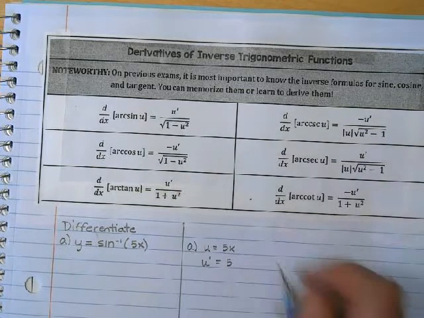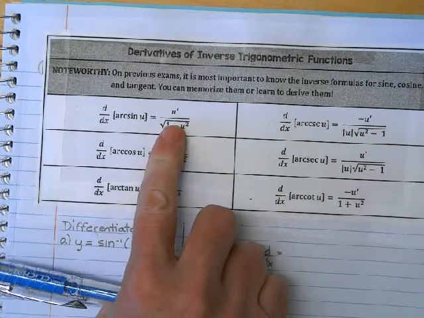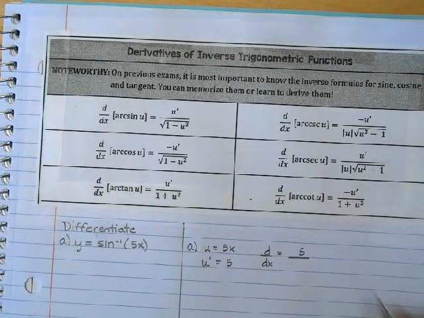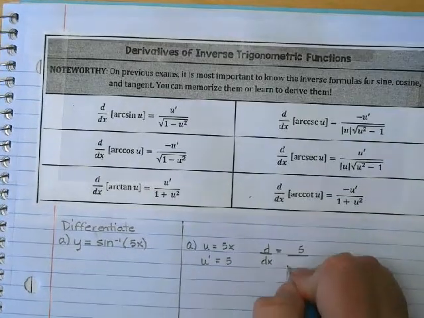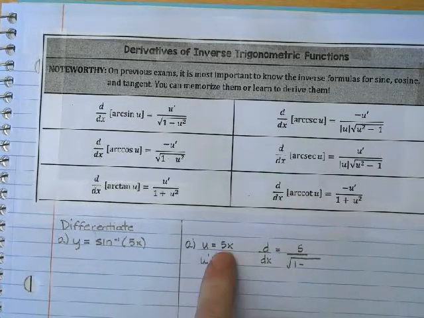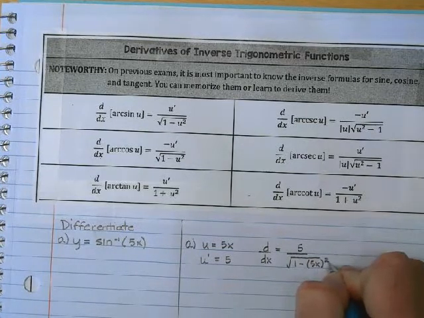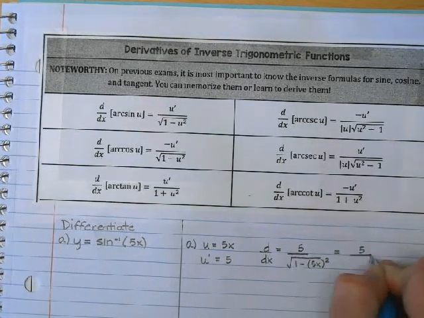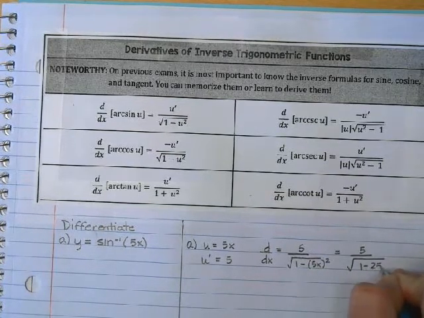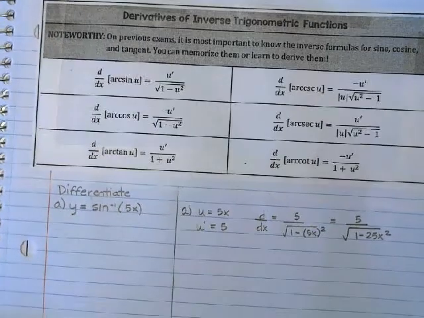Then d dx is equal to, it wants me to put u prime on the top, which is 5, over the square root of 1 minus u squared. U was 5x, so that's just going to give me 5 over the square root of 1 minus 25x squared. Ta-da! That's it. Not so bad, huh?